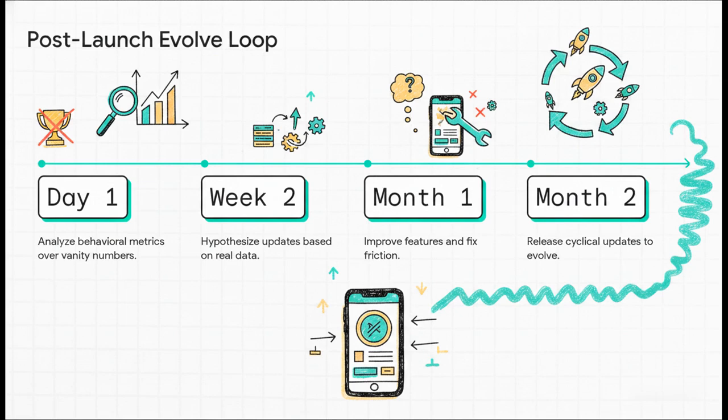By week 2, you can start hypothesizing updates based on this real data. Moving into month 1, you actively improve those features and iron out the friction. And by month 2, you are releasing regular, cyclical updates. True success in mobile is an ongoing evolution, adapting the application as the market and your customer needs inevitably change.